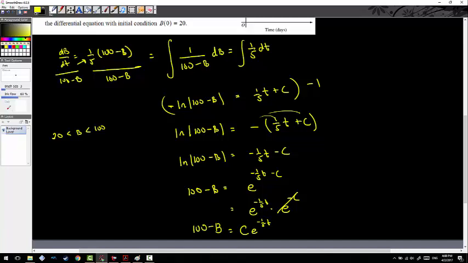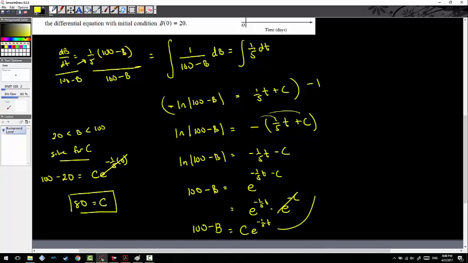From here, I'm going to solve for c at this point. Well, what were the initial conditions? When t equaled 0, b equaled 20. So let's solve for c. 100 minus 20 is equal to c e to the negative 1/5 times 0. That portion here goes away. C equals 80. So if I go back to this diffie portion here, what I have is 100 minus b is equal to 80e to the negative 1/5 t.